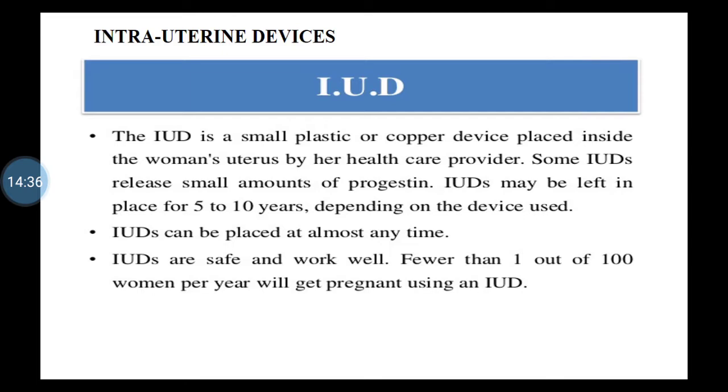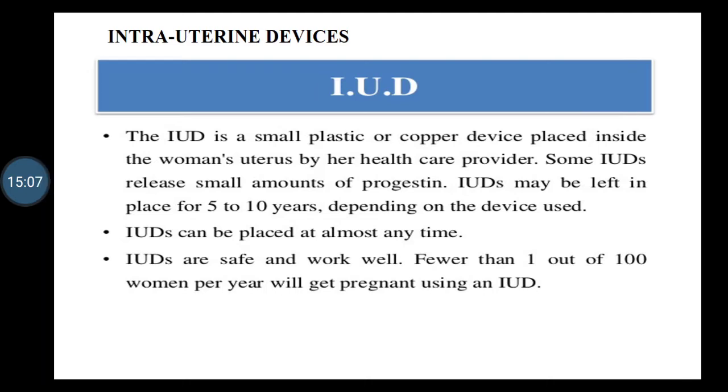Now the last one in barrier contraceptives is the intrauterine device. You must know the long form of IUD also. It is intrauterine device. Intrauterine device means inside the uterus. It is inserted into the uterus to prevent conception. There are many types of intrauterine devices. They are like lippes loop, copper T.